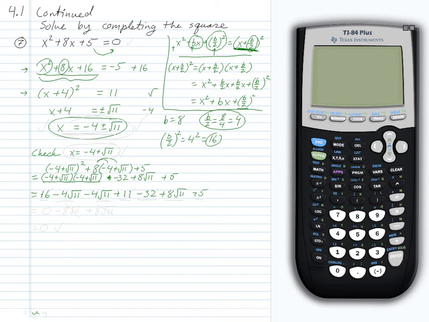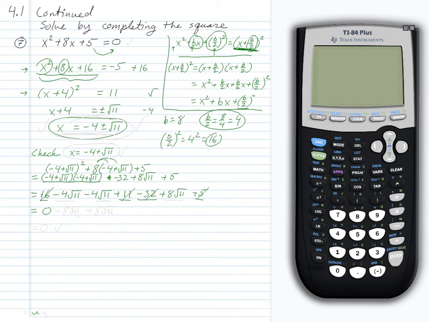So these checking processes tend to involve a lot of very careful bookkeeping. So now I need to combine similar things. Well, how many constants do I have? I have 16 plus 11 plus 5, so that's 16 plus 16, 32, minus 32. It looks like all of those cancel out, and I get 0 for my constants.